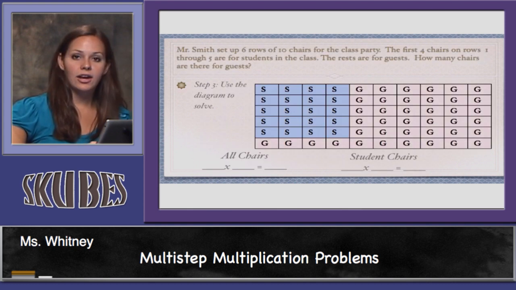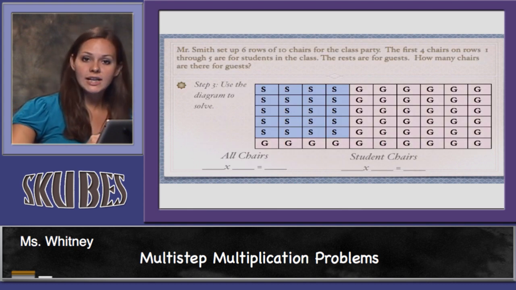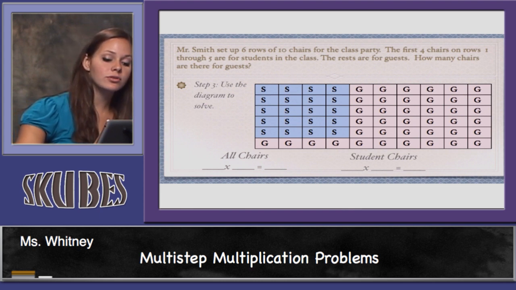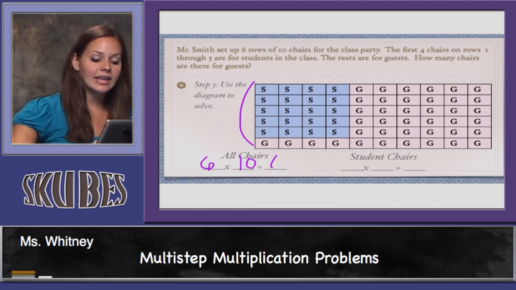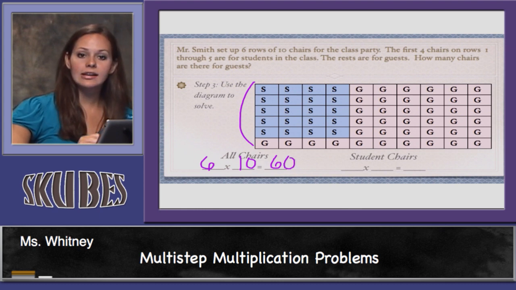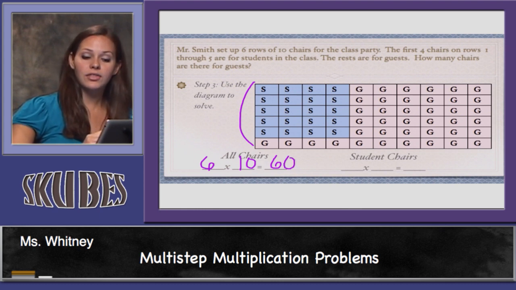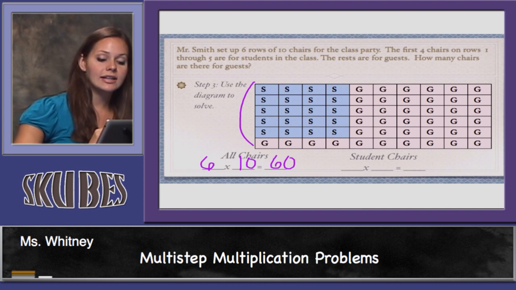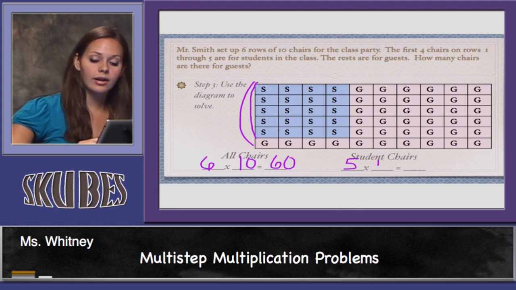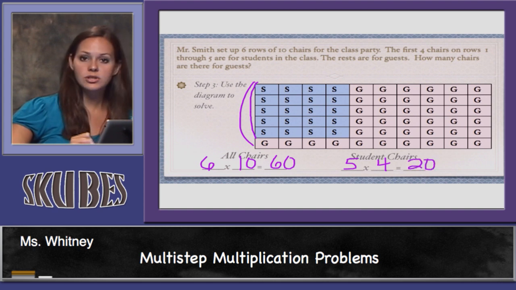Now I'm going to use the diagram to solve. First, I need to know the total number of chairs in the class. I'm going to multiply my 6 rows with 10 chairs in each row. That gives me 60 total chairs in the classroom. To find out the number of student chairs, I need to multiply 5 rows times 4 student chairs. So 5 times 4 equals 20.